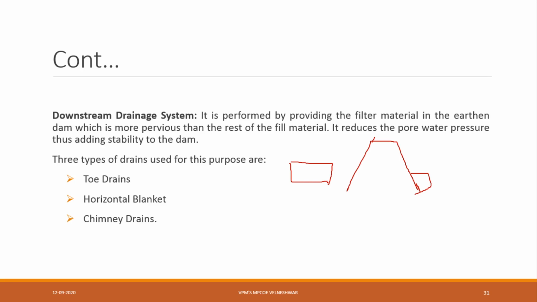Chimney drainage means small holes and small pipes will be there. By using those pipes we will collect the water, store it, and pass it to the drainage works. Like this we have to provide for the design of our earthen dam. No problem, in my next lecture we will solve some numericals. You will know how to find this.